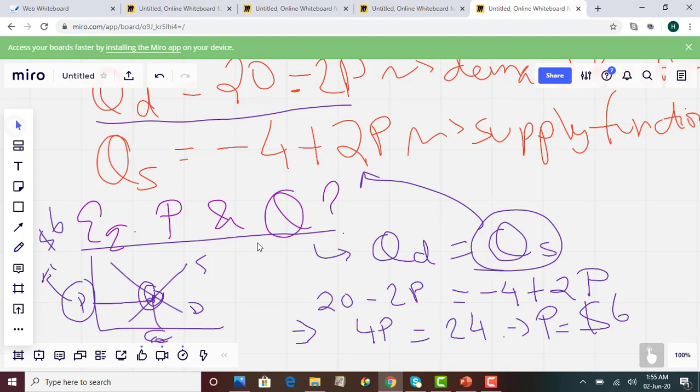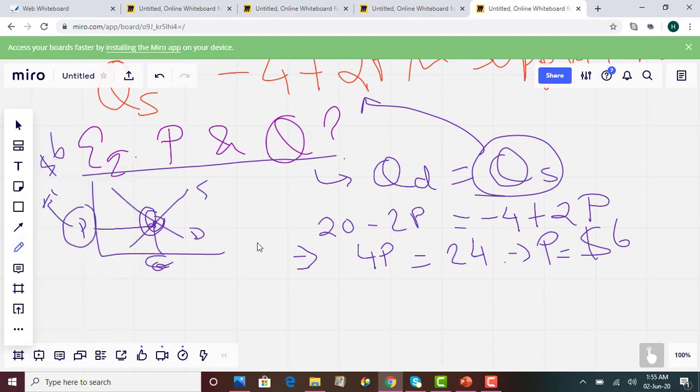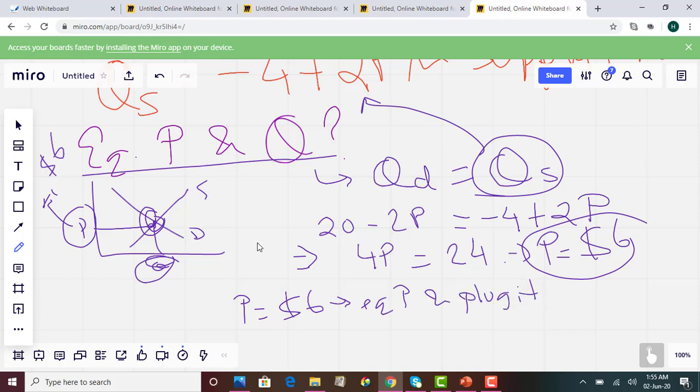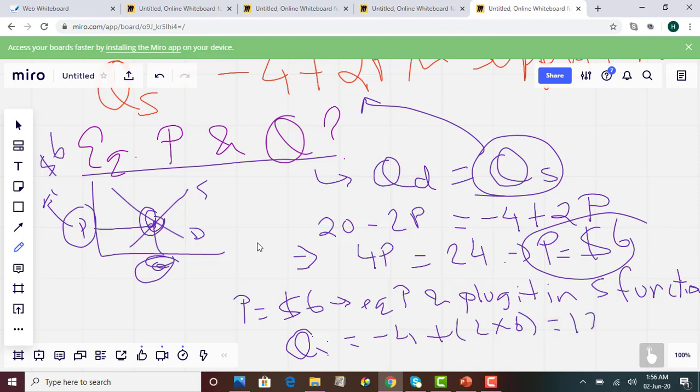And there's another question I asked: what is the equilibrium quantity? So what I'm trying to say is, what is the value of this Q? You can take this P and plug it into either of the functions, the demand function or the supply function. You will still get the same result because at this point supply and demand are the same. So in this example, I will take P equals 6, your equilibrium price, and plug it into the supply function. If I plug it into the demand function, I will still get the same answer. So QS is equal to minus 4 plus 2 times 6, which is 12 minus 4, which equals 8. So the equilibrium quantity supplied and quantity demanded is 8.